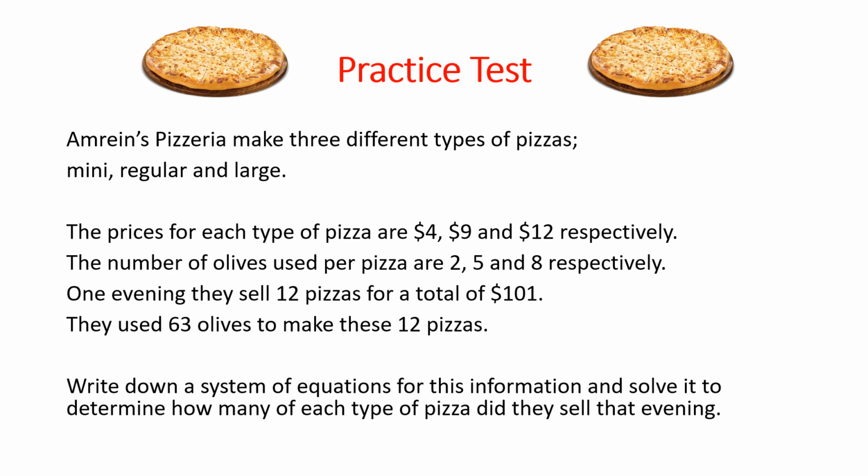Amrine's Pizzeria makes 3 different types of pizzas, mini, regular and large. The prices for each type of pizza are $4, $9 and $12 respectively. Respectively means $4 is for mini, $9 is for regular, and $12 is for large. The number of olives used per pizza are 2, 5, and 8 respectively. One evening they sold 12 pizzas for a total of $101. They used 63 olives to make these 12 pizzas.